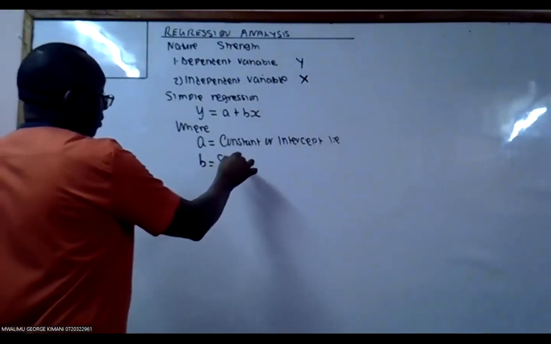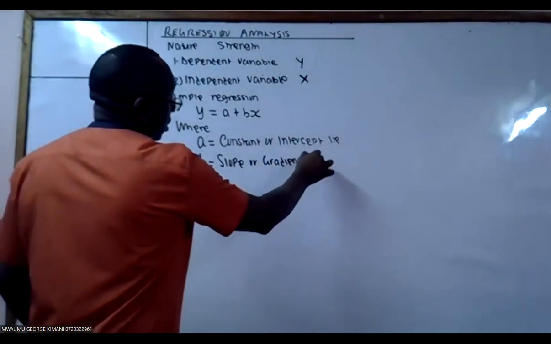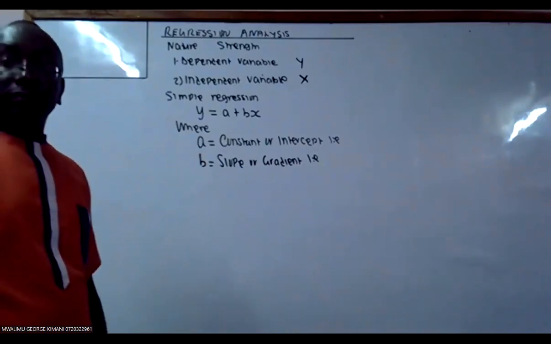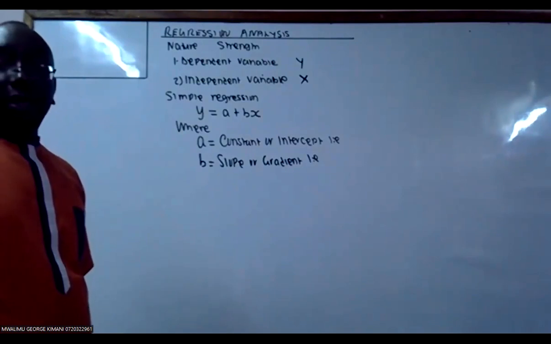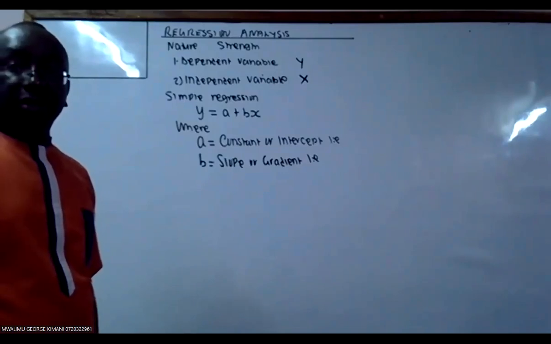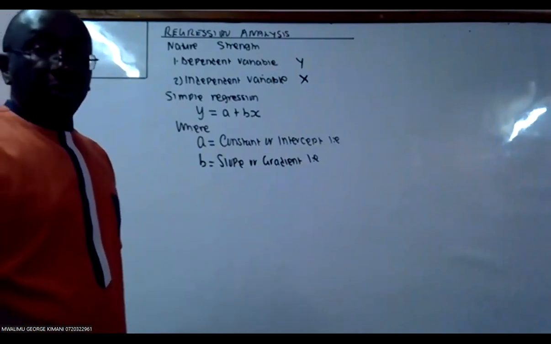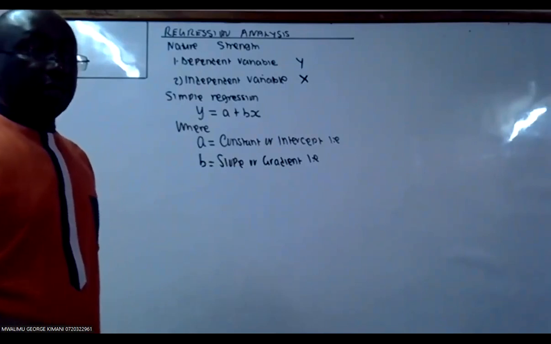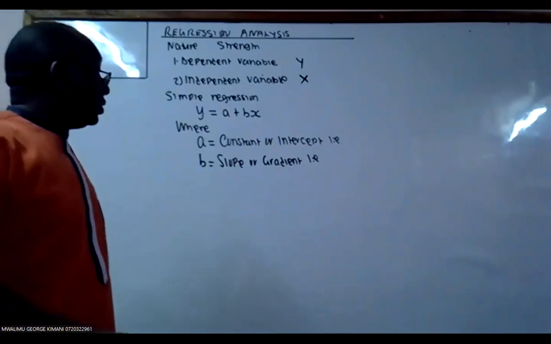B is called slope or gradient. That is the rate at which y changes when x changes by 1 unit.